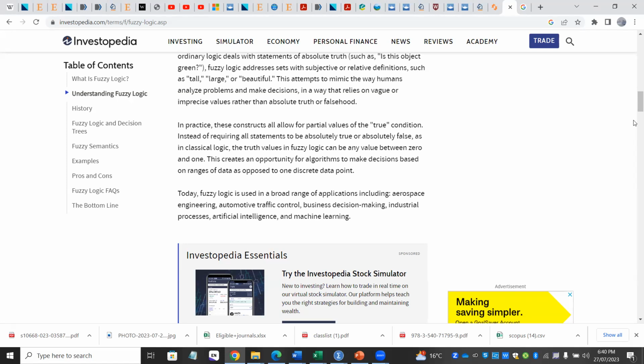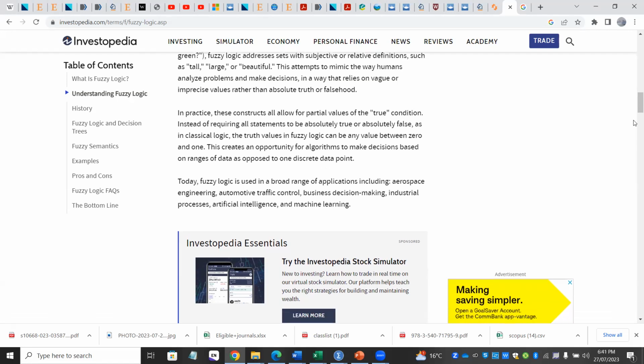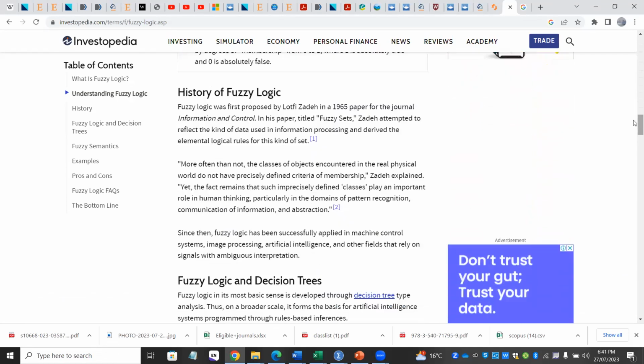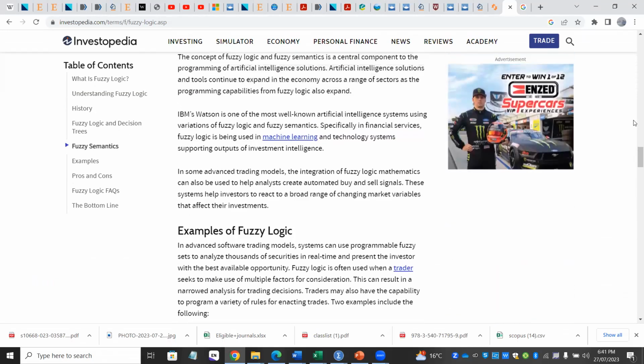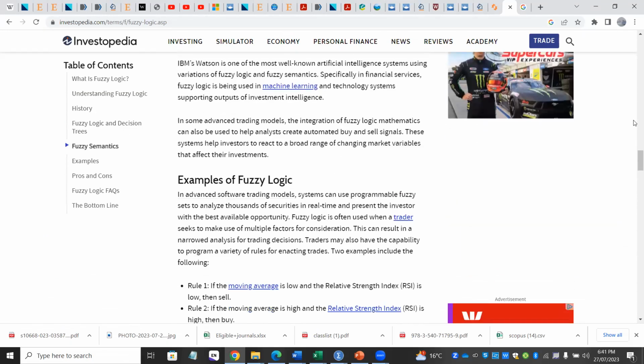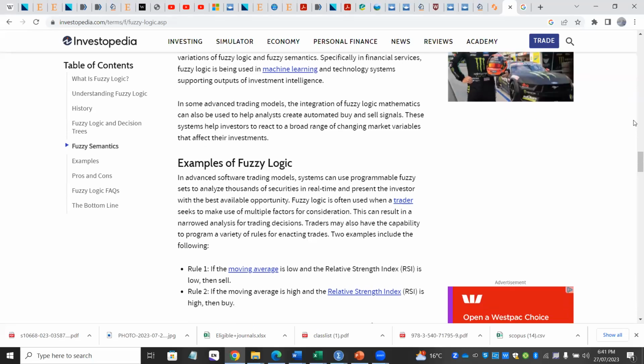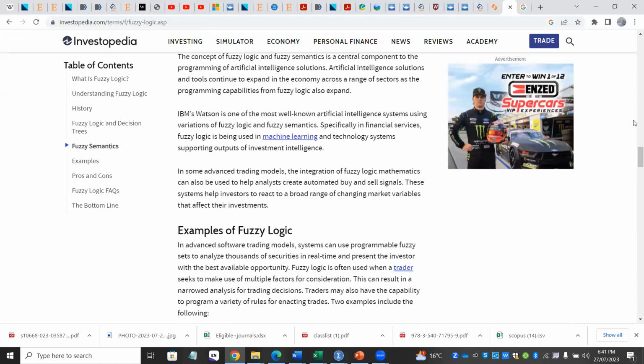point. Today, fuzzy logic is used in a broad range of applications, including aerospace, engineering, automotive, traffic control, business decision-making, industrial processes, artificial intelligence, and machine learning. And then it goes on to give some brief history of how fuzzy logic came about, and then other definitions, and even other types. So fuzzy synthetic logic is just an aspect of the fuzzy logic theory. It's just an aspect because you have other aspects as well.